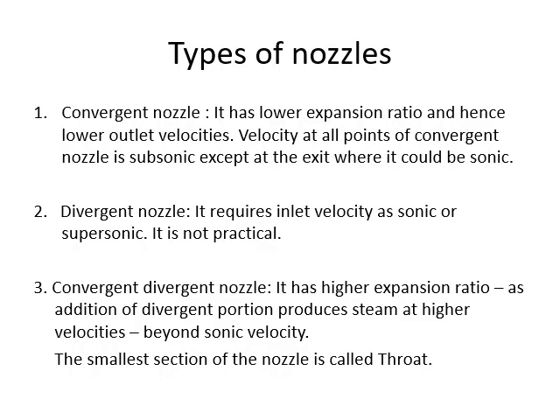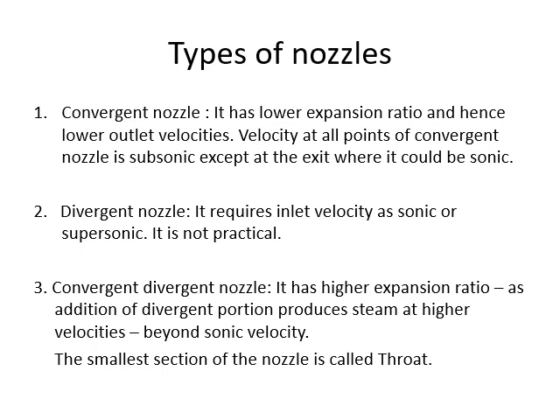In the convergent nozzle, we have a lower expansion ratio and hence lower outlet velocities. Velocity at all points of a convergent nozzle is subsonic, except at the exit where it could be sonic. A divergent nozzle requires inlet velocity as sonic or supersonic. Now, practically it is not possible to have inlet velocity sonic or supersonic, so it is not practical.